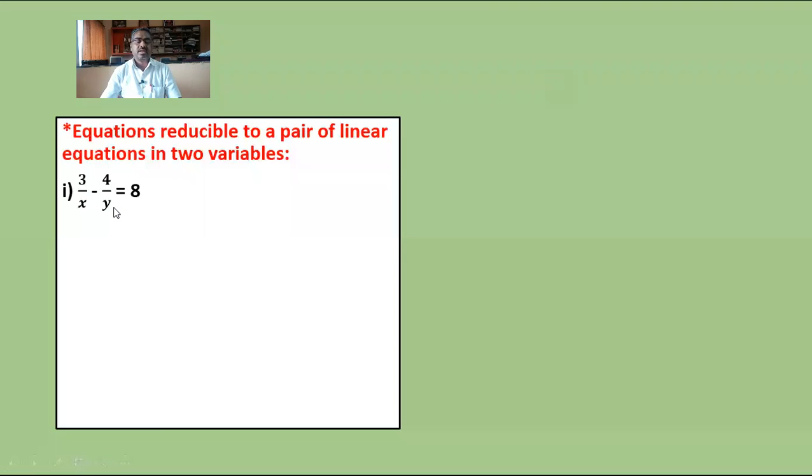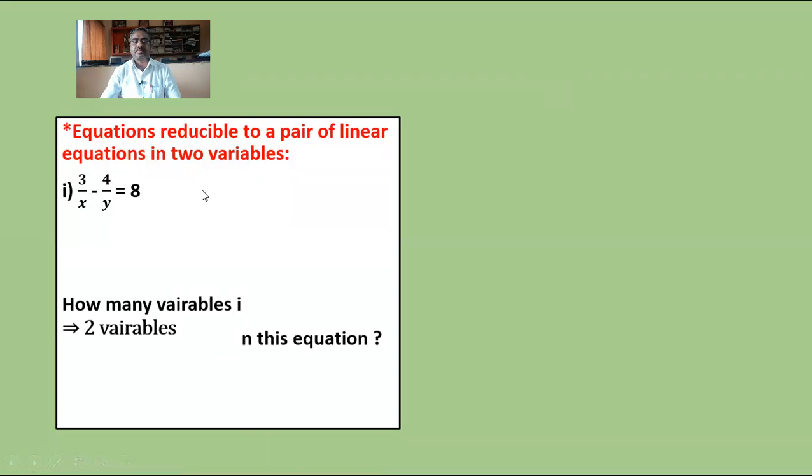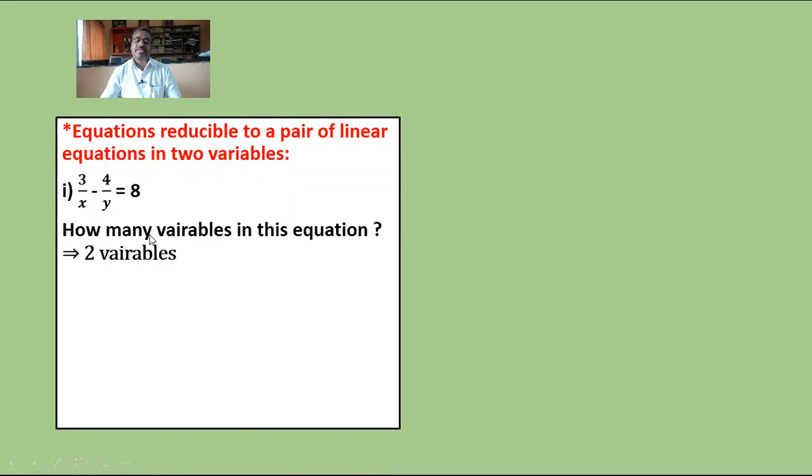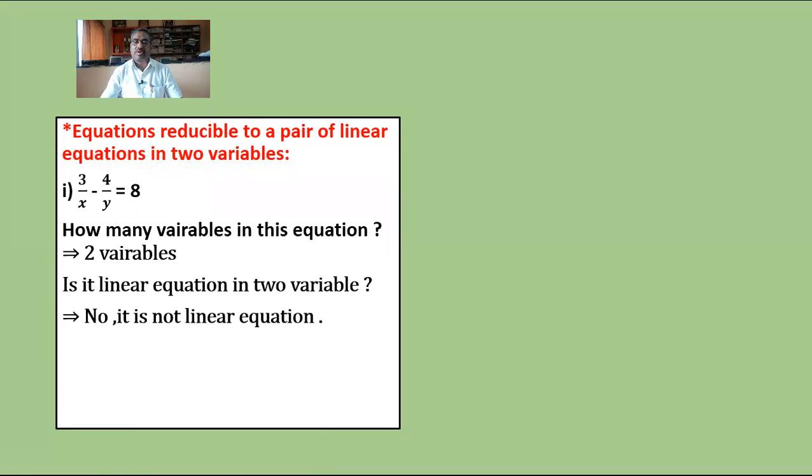First to observe, first equation: 3 upon x minus 4 upon y is equal to 8. How many variables in this equation? It is two variables, x and y. Second question, is it a linear equation in two variable? Yes or no? No, because it is not a linear equation, because the variable is in the denominator in this equation.